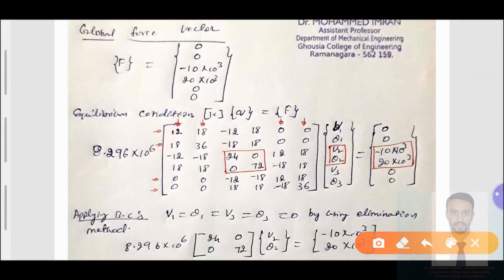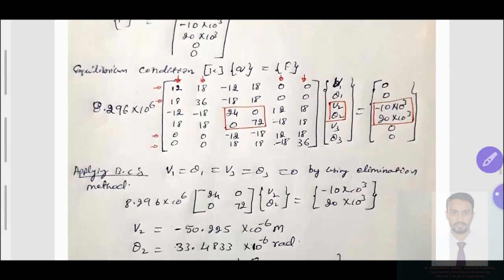Then bring all the characteristics in terms of the equilibrium condition, KQ equals F. Write the global stiffness matrix, global displacement vector and force vector in the equilibrium condition. We have copied this global stiffness matrix, global displacement vector and global force vector. After copying that, we need to apply the boundary condition.